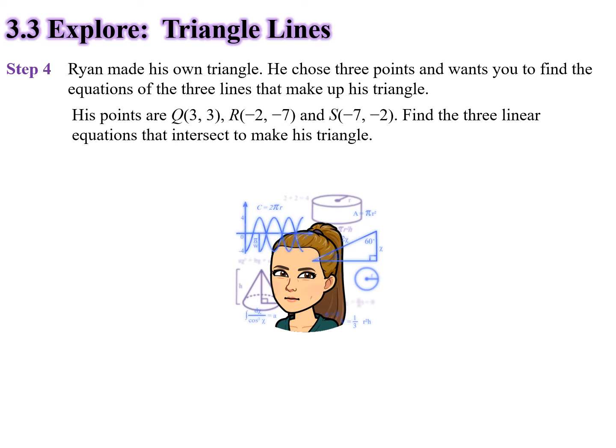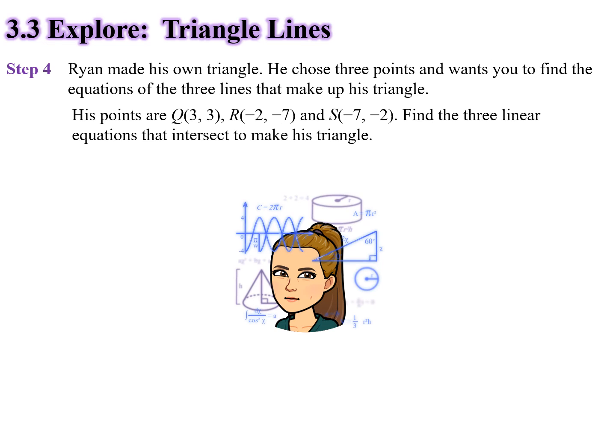Now Ryan made his own triangle. He chose 3 points and wants you to find the equation of the 3 lines that make up his triangle. His points are Q (3, 3), R (-2, -7), and S (-7, -2). Find the 3 linear equations that intersect to make his triangle. So we don't want to graph these. We want to see if we can figure out the equation of the lines without graphing.